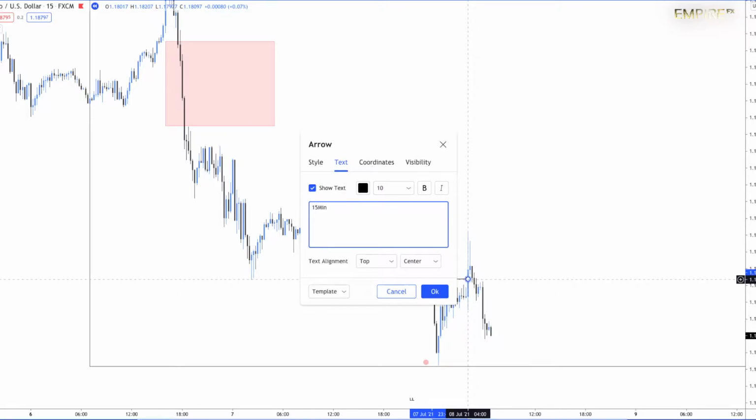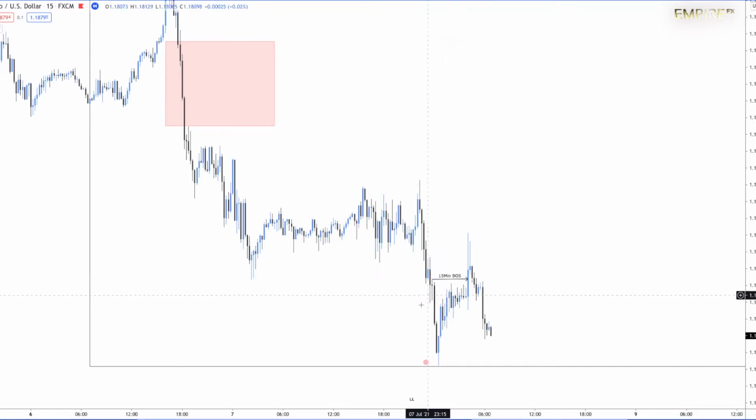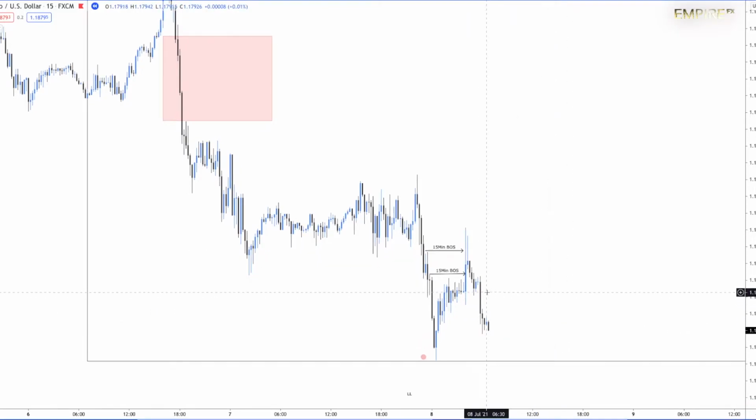All right, or 15-minute BOS. Either one, doesn't matter. We've got a second one. With this double break of structure, it's a high probability that we're going to have a change of trend, okay? It works most of the time. Not all the time, but most of the time, all right?